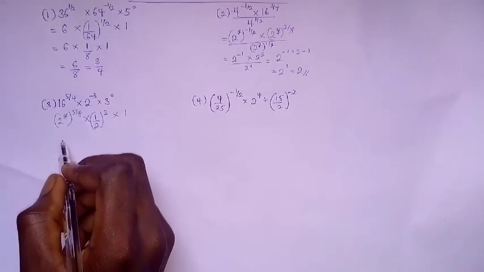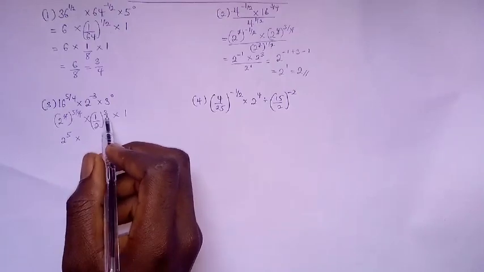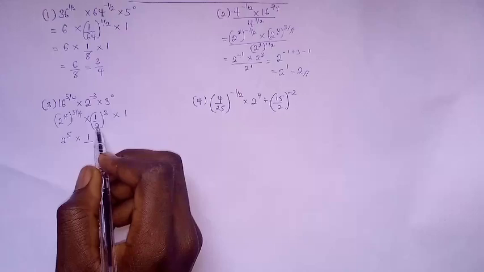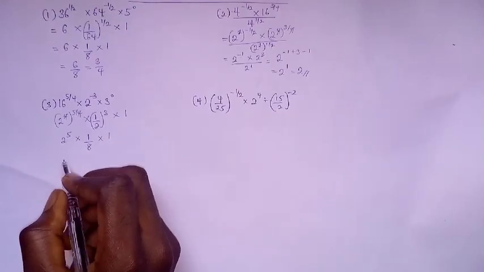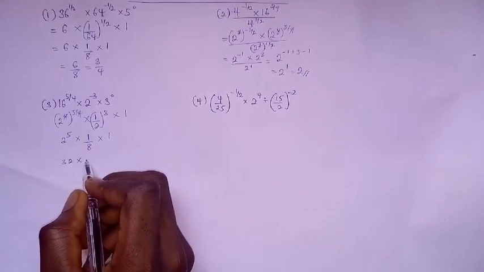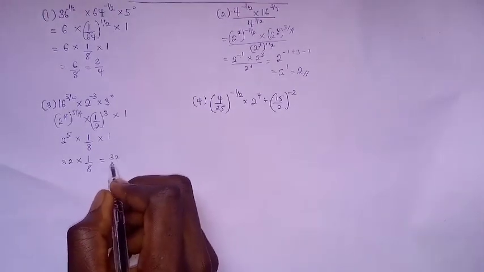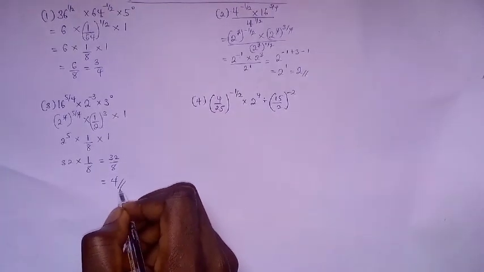4 cancels out 4, we're left with 2 to the power of 5, times 2 to the power of 3, and 1 to the power of 3 is 1. 2 to the power of 3 is 8, times 1. So 2 to the power of 5 is 32, times 1 over 8, and 32 times 1 will give us 32 over 8. 32 divided by 8 is 4.